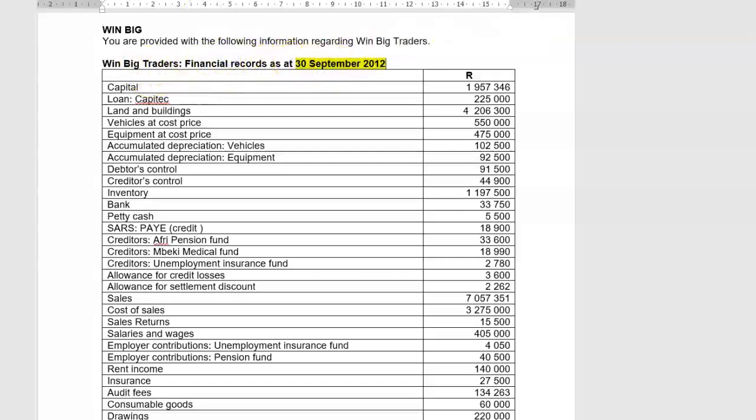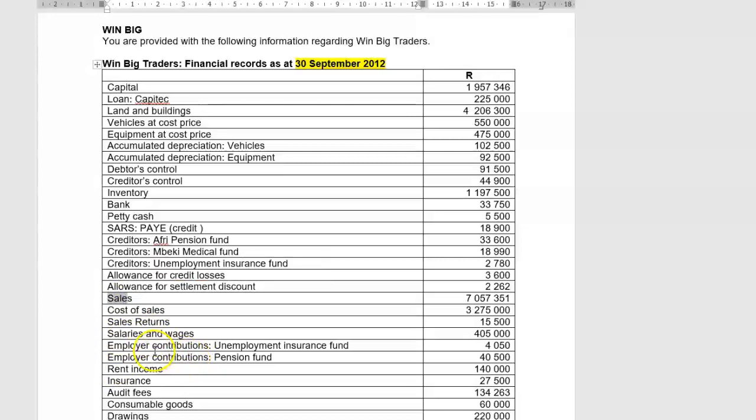30 September 2012. They give us capital, loan, land and buildings, vehicles at cost, equipment at cost, accumulated depreciation, vehicles and equipment, debtors control, creditors control, inventory, bank, petty cash, SARS income tax, creditors Pension Fund, there is Creditors Medical Aid Fund, Creditors Unemployment Insurance Fund, allowance for credit losses, allowance for settlement discount, sales, cost of sales, sales returns. Remember, sales returns have to be closed off against my sales at the end of the year.